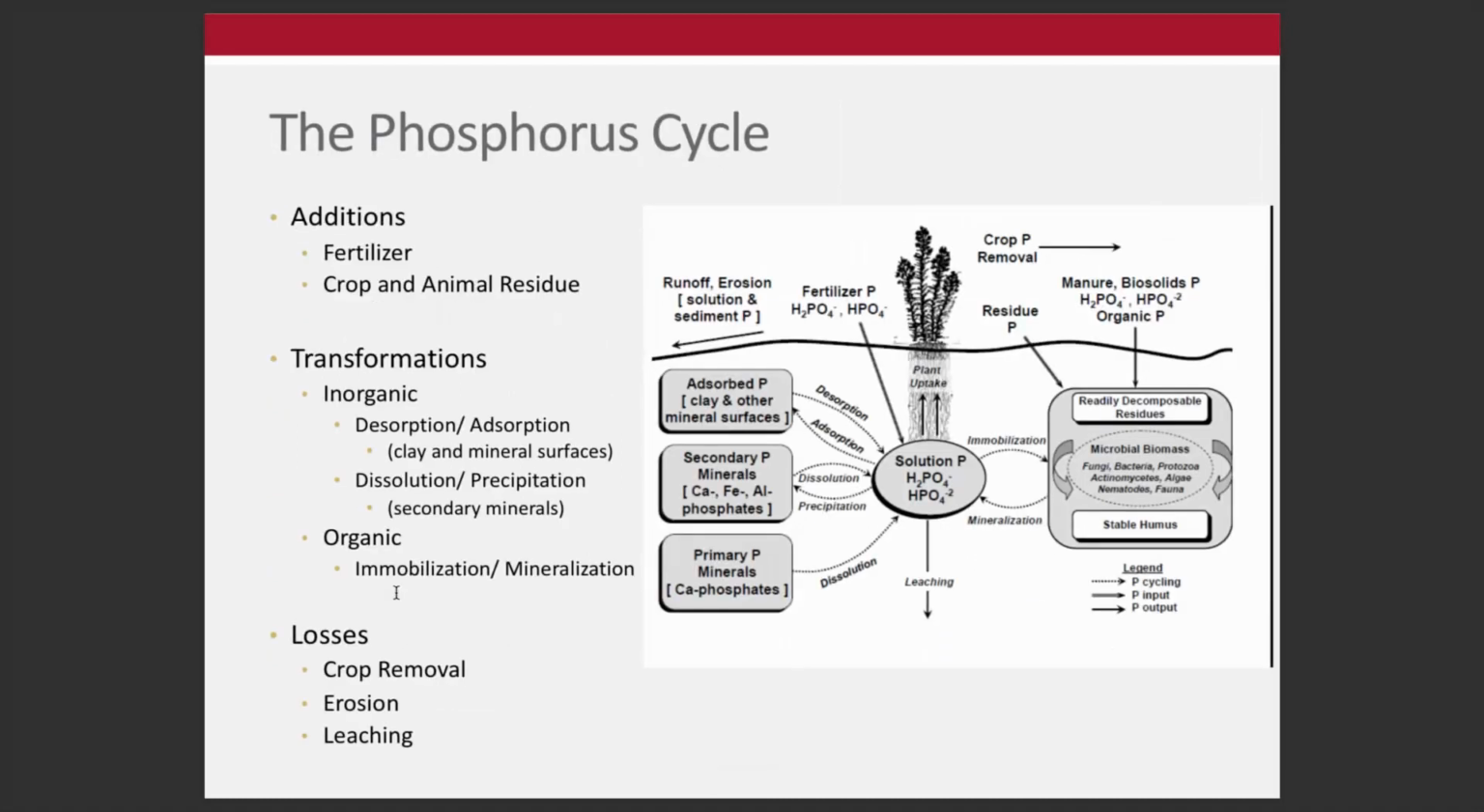Additions, transformations, losses. Really, we're not going to talk too much about additions. We'll talk about that in a later lecture about fertilizer. We don't really spend too much on erosion, leaching, crop removal. We've talked about these with nitrogen. Really what we're going to focus on primarily is this transformation piece and looking at these three components here. So that's what we're going to get into now.